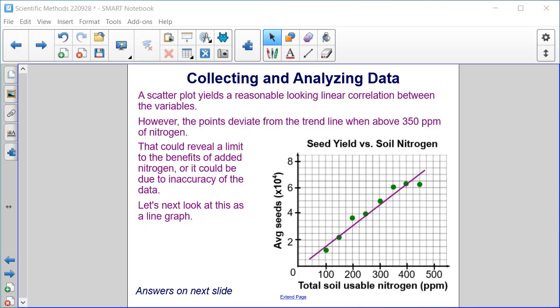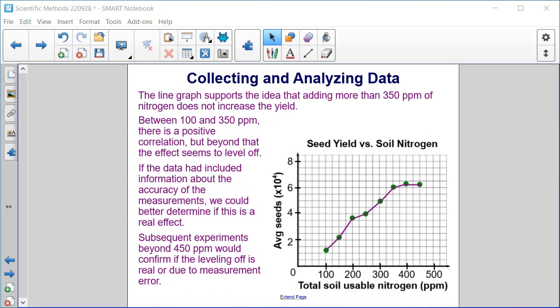A scatter plot yields a reasonable looking linear correlation between the variables. However, the points deviate from the trend line when above 350 parts per million of nitrogen. That could reveal a limit to the benefits of added nitrogen, or it could be due to inaccuracy of the data. Let's next look at this as a line graph.